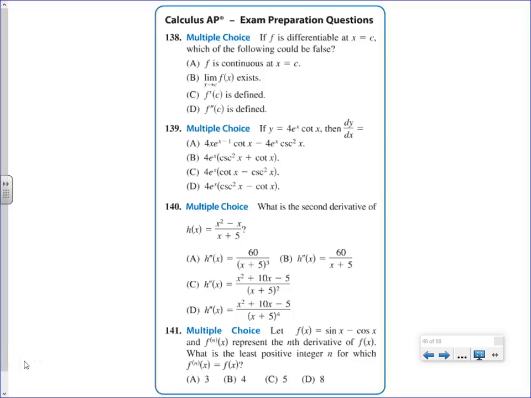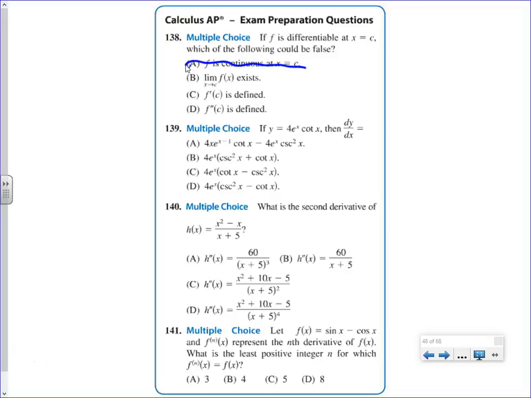138. Multiple choice. If f is differentiable, able to be derived, the derivative exists at x equals c, which of the following could be false? Letter A, must be true, could be false. Must be true, because according to our forever card, a function is only differentiable if first it is continuous. Well, that's not the answer.